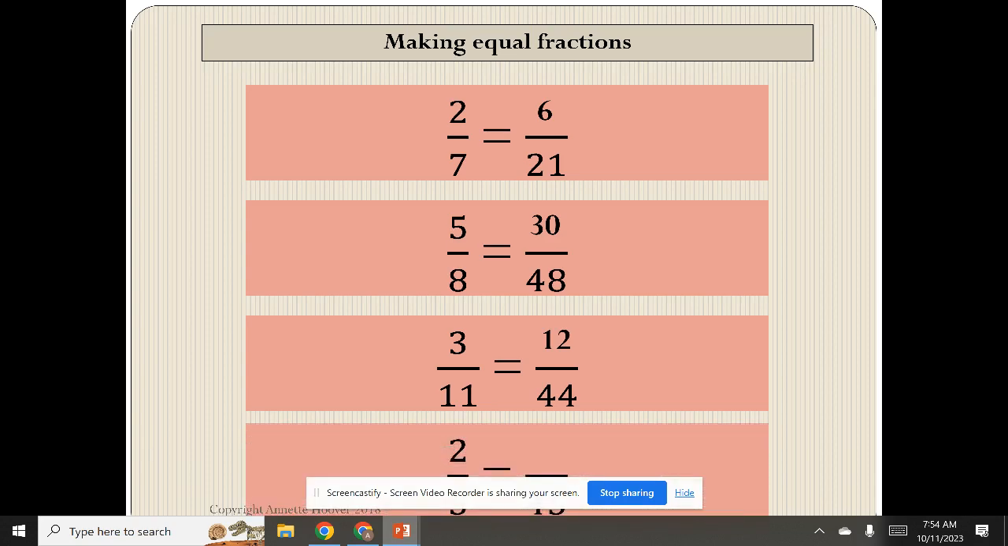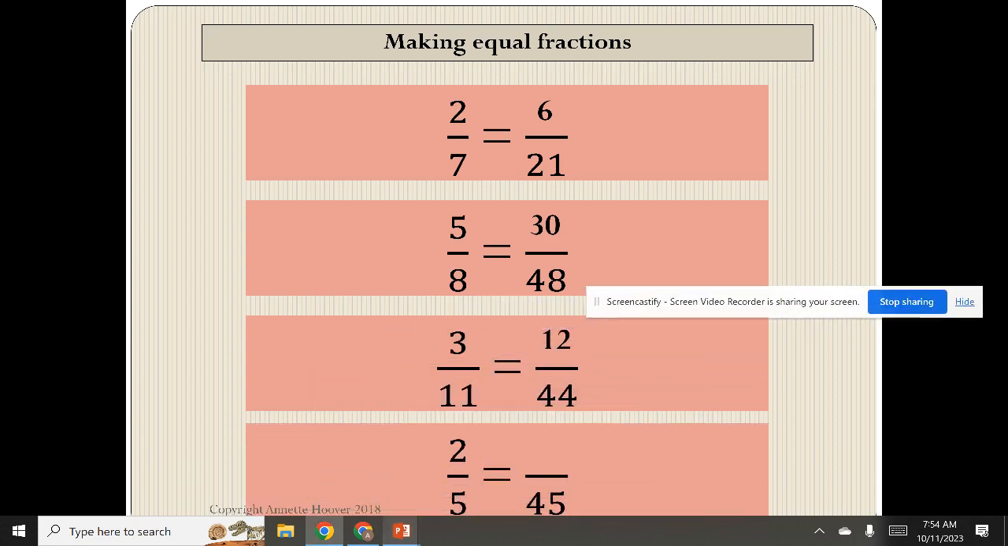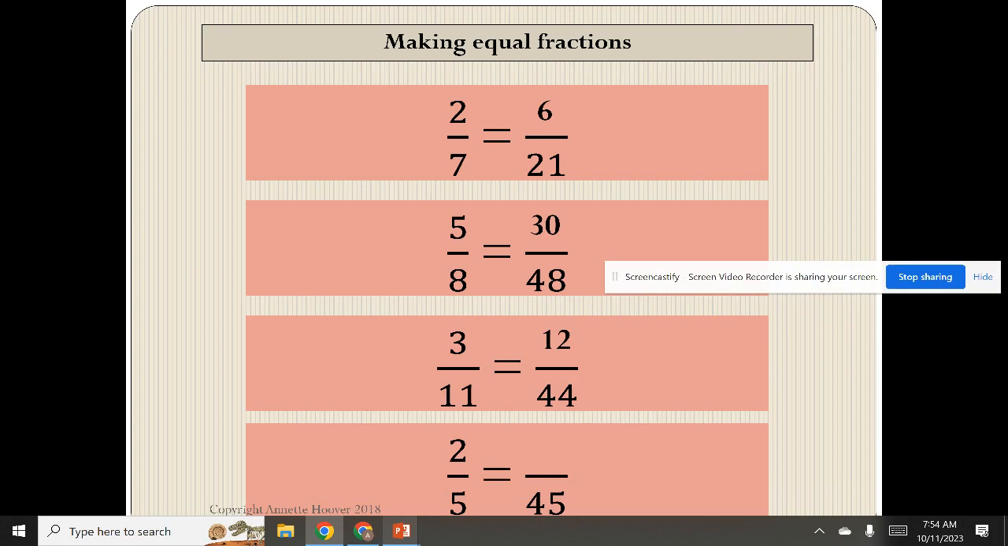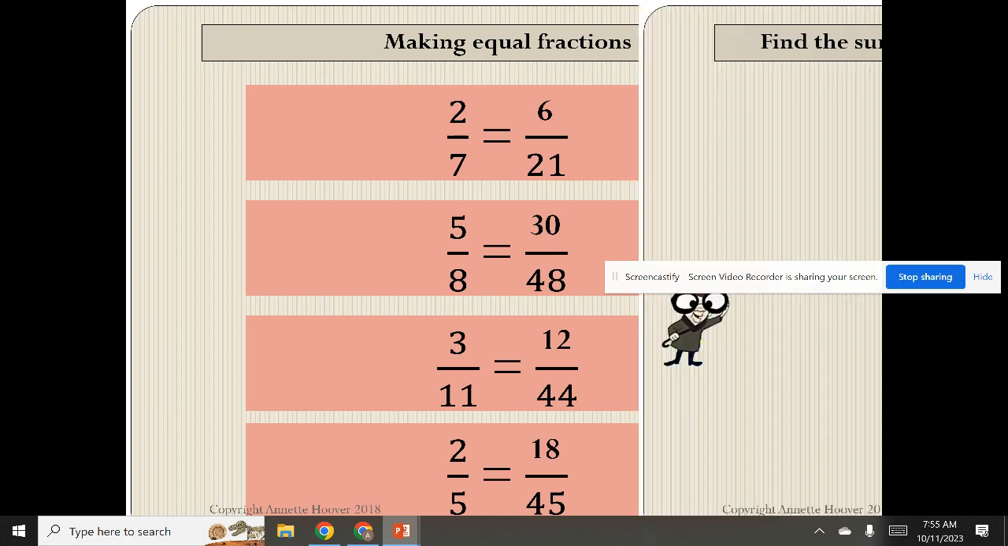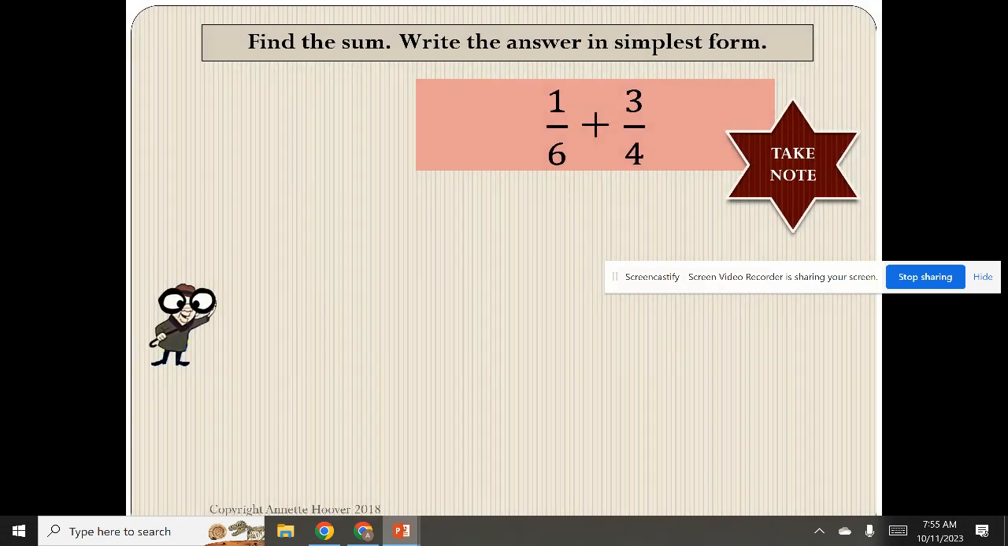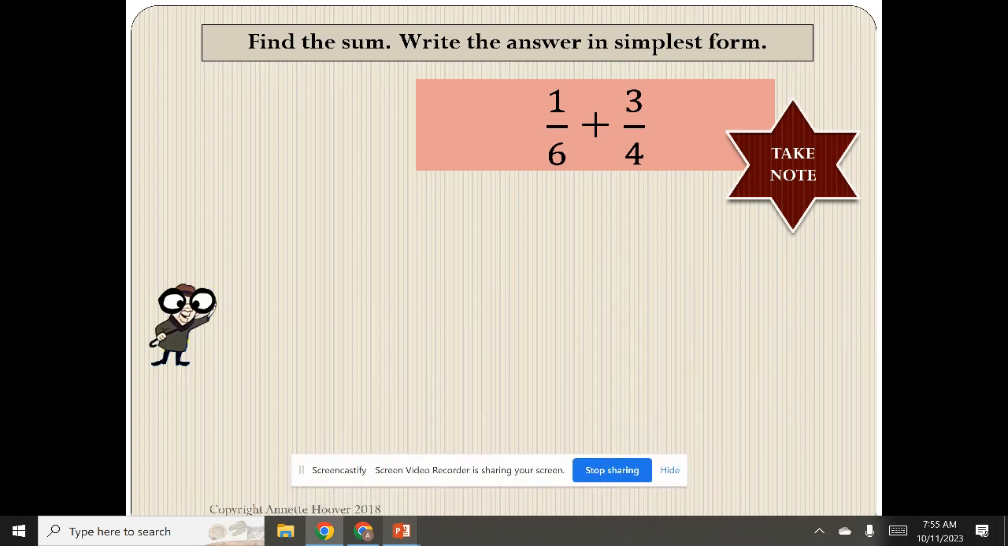And the last one, which I cannot see, let's move that over there. 2/5 with a denominator of 45 would be multiplying 5 times 9. So if I multiply the 2 times 9, that would be 18. So you're going to be doing this to rewrite with a common denominator. All right, so what does this look like when we are doing an addition problem?